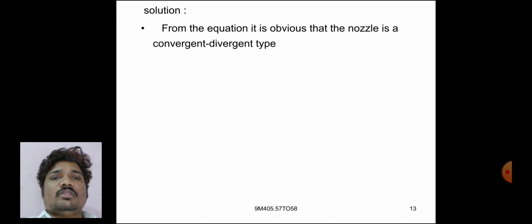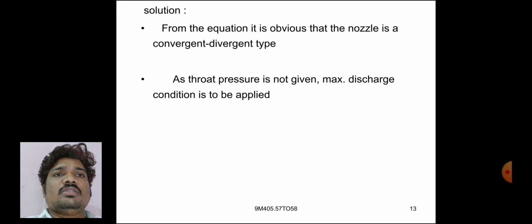Solution of the second problem. From the equation it is obvious that the nozzle is a convergent divergent type. As throat pressure is not given, the maximum discharge condition is to be applied.